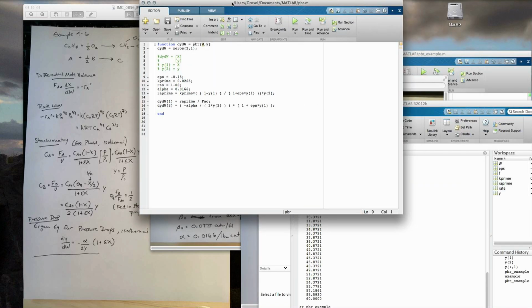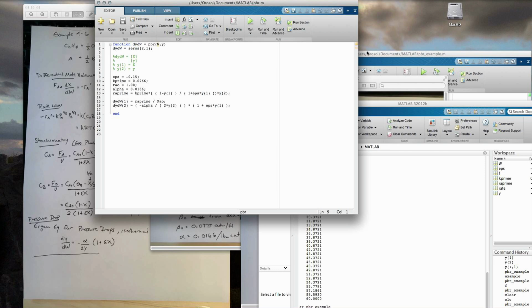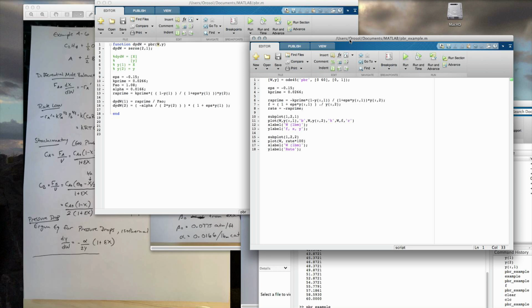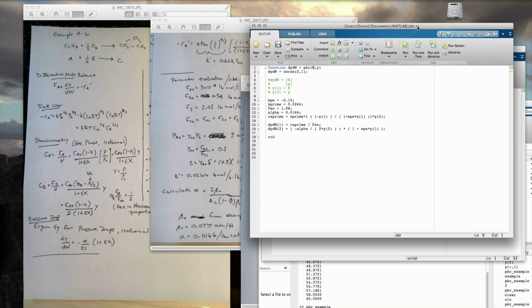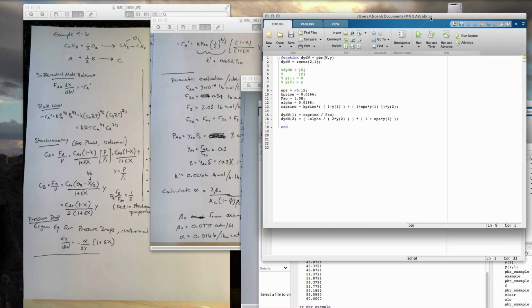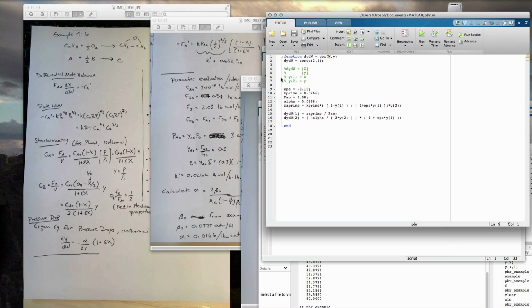So you need to write a couple files to solve this in MATLAB. So the first thing you need to write is a function that solves the right-hand side of the equation. And so that's what I've done here.